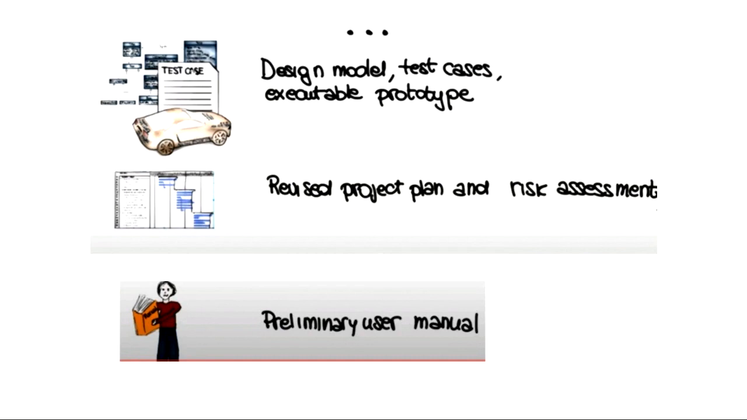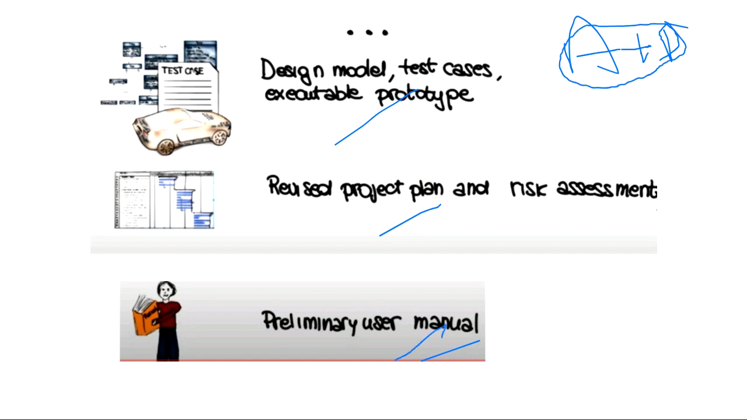Okay, so these things are done in the elaboration phase. The elaboration phase is your analysis and design part, which means the main architecture of a system is designed in this phase. Okay, and an initial preliminary user manual is also created.